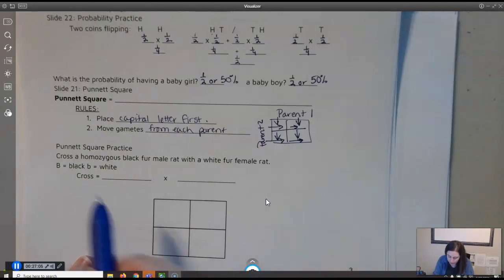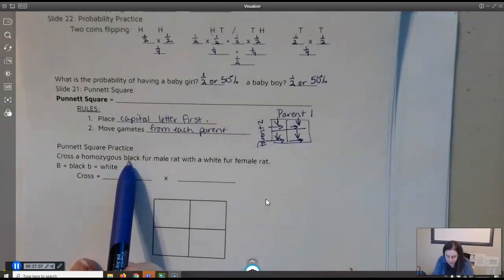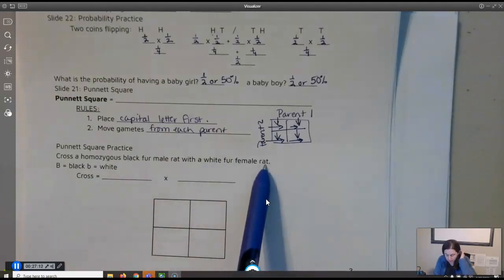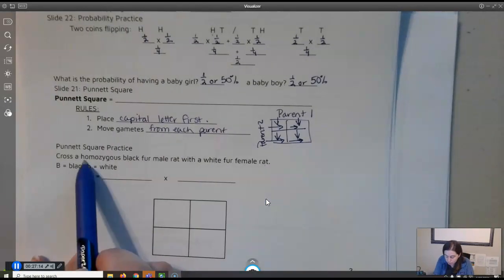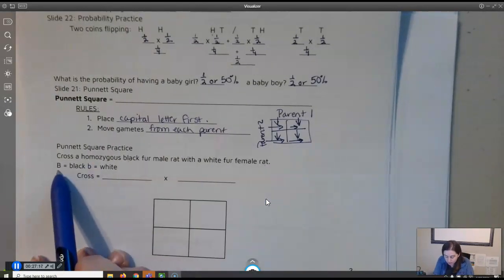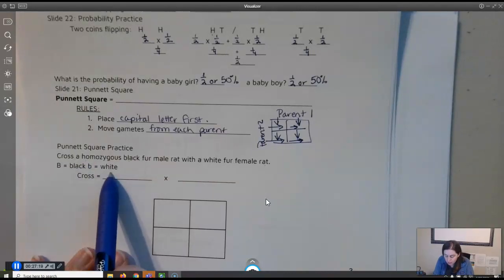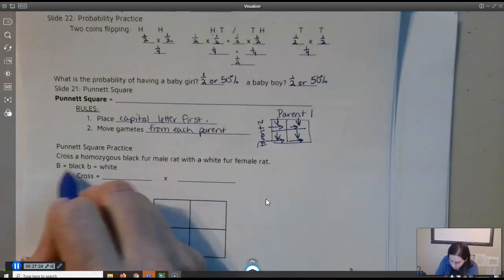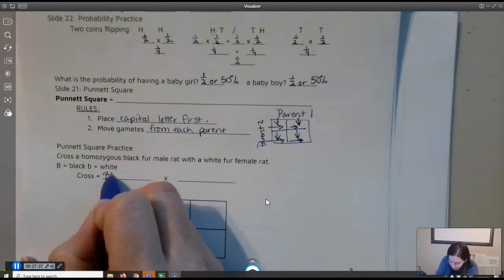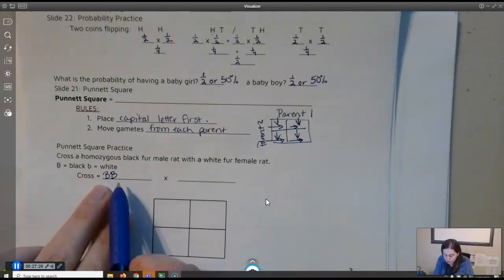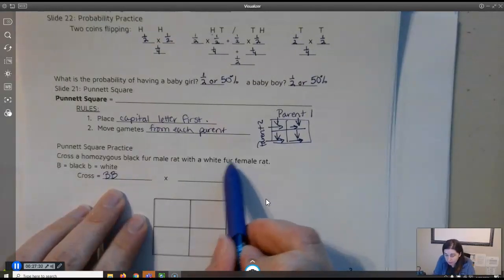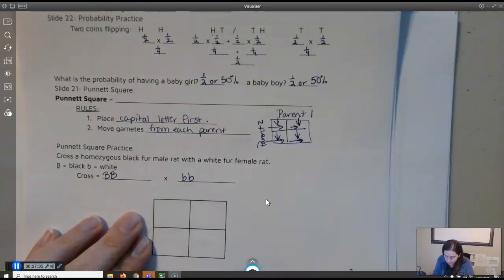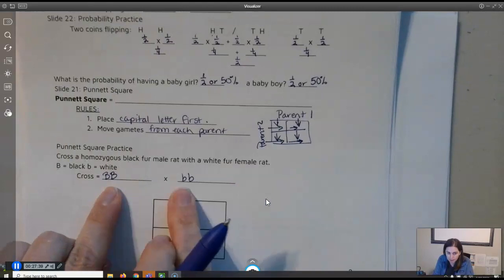All right, Punnett square practice. Cross a homozygous black fur male rat with a white fur female rat. Okay, so we have 2 alleles. We have big B is black and little b is white. So we know that this is a homozygous black fur male. So we know homozygous and black fur is big B's. So 2 big B's for homozygous. And white, if it's a white female, it has to be little b's. Little b, okay? So this is parent 1 times parent 2.